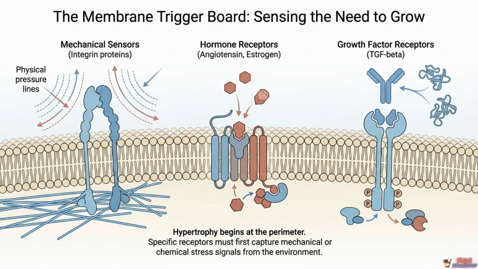The third system is growth factor receptors, including receptors for TGF-beta, which when activated trigger receptor phosphorylation and initiate downstream signaling cascades. Hypertrophy always begins at the perimeter. The cell cannot decide to grow until it has first received and processed the external signal.